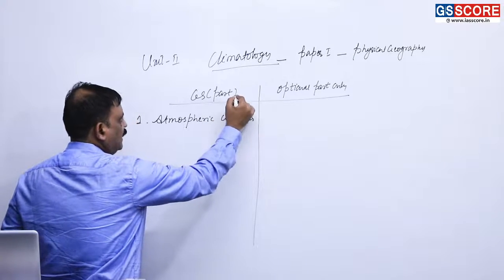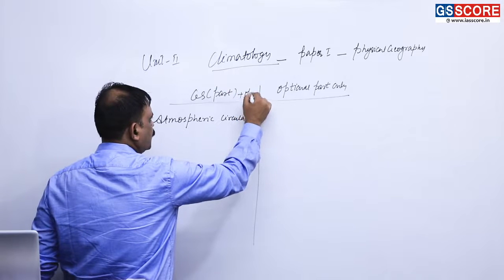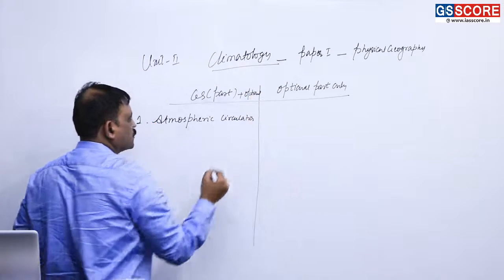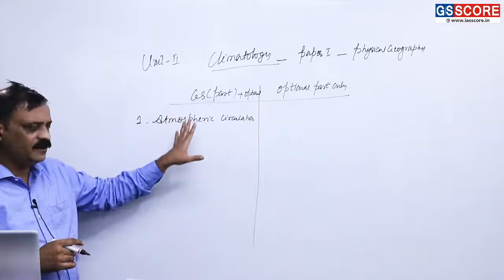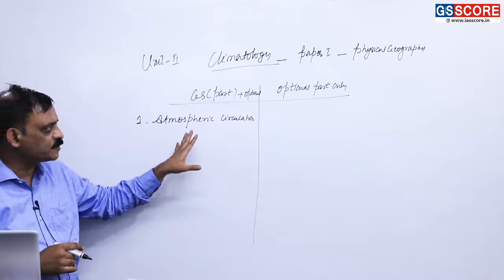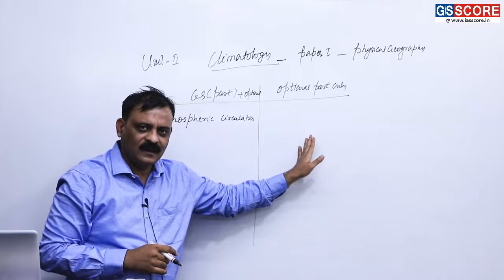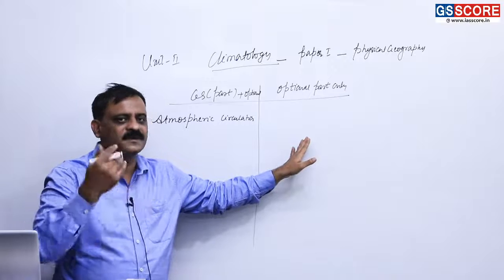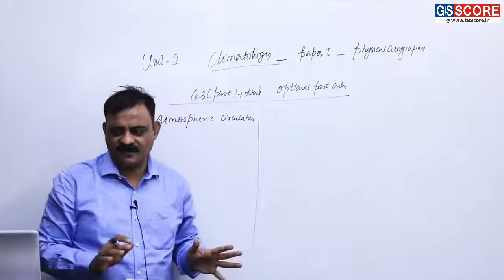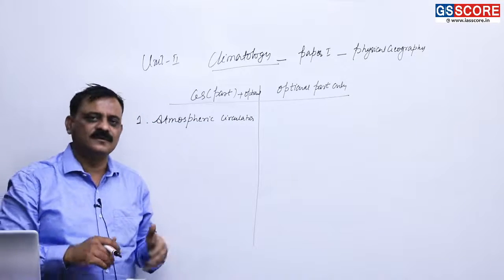Okay, now I will write here GS part plus optional part. You are expected to study in your optional also. So these are the topics which you are going to study in your general studies part as well as in your optional. And in this column, I will write the topics which are only related to your optional part, meaning you may not have any references in your general studies part.